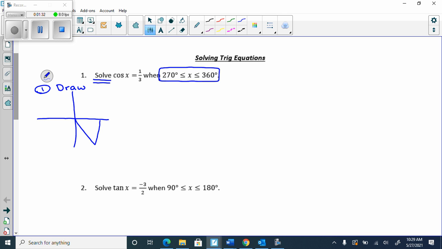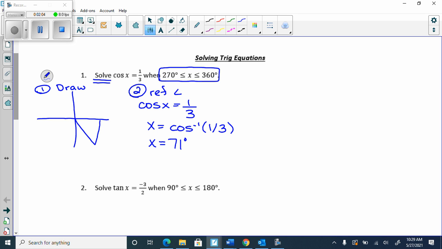Okay, so I drew it. Second step, reference angle. And how do I do the reference angle? I do inverse trig of this. So if I have cos x equals negative a third, I'd still do positive a third. We always do the positive, right? That's how we get our reference angles. So we're going to do x equals cos inverse of a third. And what do we get in degrees? To the nearest degree? 71. We agree, disagree? Yeah.